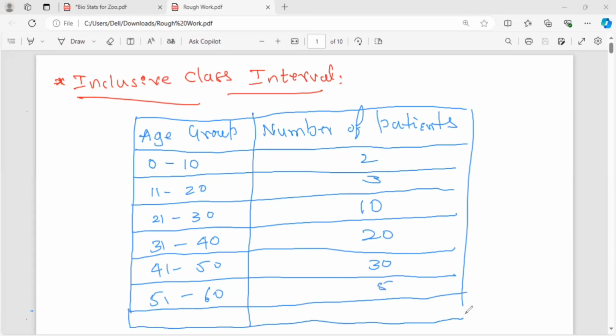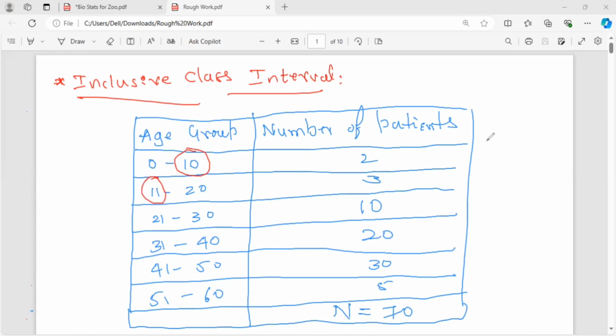So what is the total number of patients admitted? That is capital N. Capital N is 3 plus 2, 5; 5 plus 10, 15; 15 plus 20, 35; 35 plus 30, 65; 65 plus 5. So there are 70 patients admitted in these age groups, right? Then these class intervals are nothing but inclusive class intervals. Why? I want to use the explanation now. Because the upper limit of a class interval is not the same as the lower limit of the next class interval.